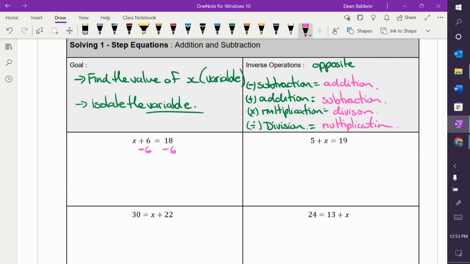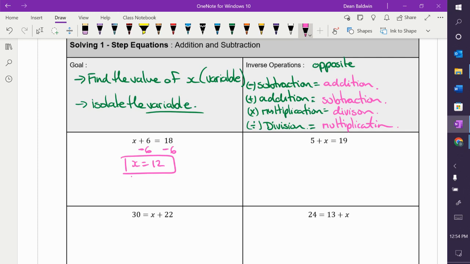So 6 and negative 6 give you 0. What's 18 minus 6? 12. Now, for these ones, it's not as important because you can kind of see the answer. But when we get into more complex ones, what should you do every time you've finished or you've solved for the variable?